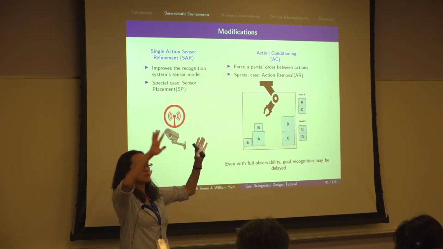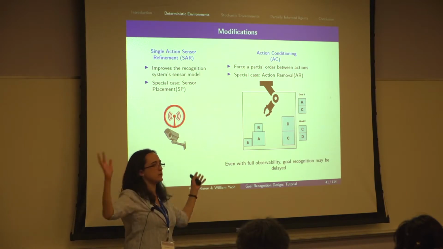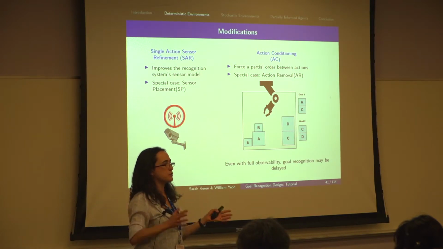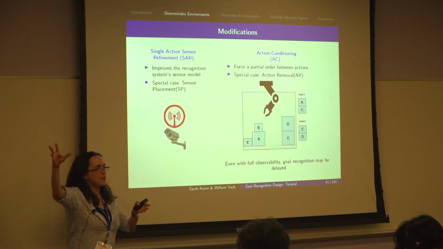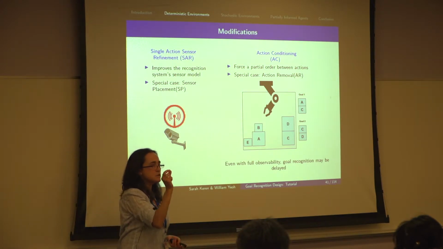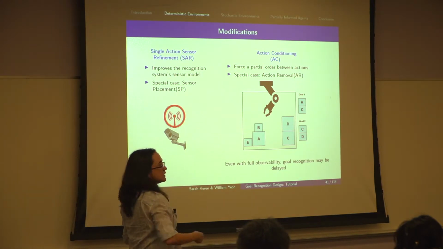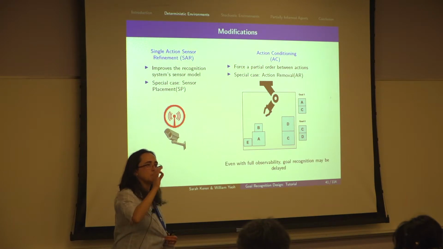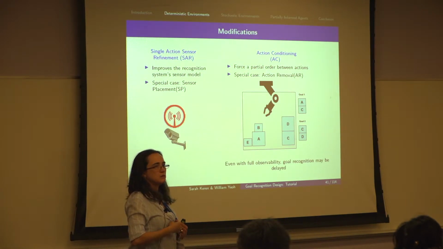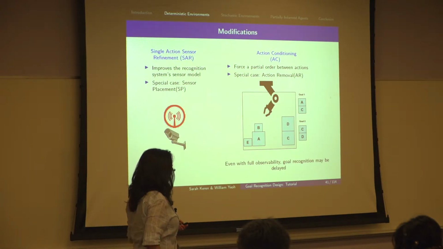Okay? So think of this on a more general scale where you have an intelligence problem with multiple agents and specific sensors that you can place. GRD helps you understand what is the critical information that you need to get and where to place your sensors. That's the basic idea.